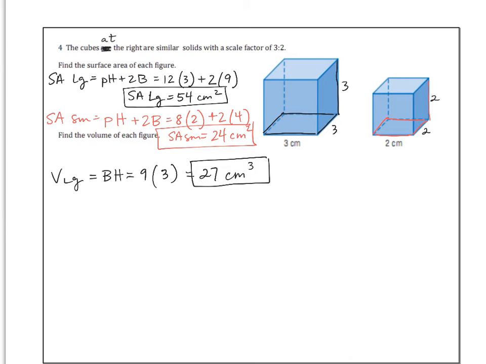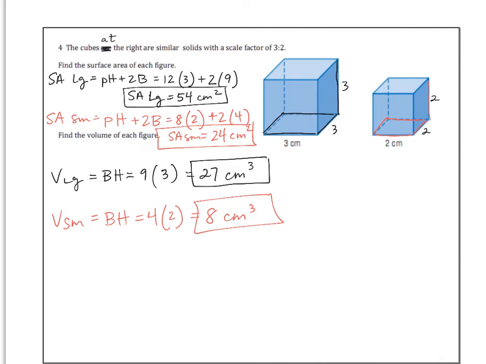All right, next, let's do the volume of the small cube. Still going to be area of the base times the height of the object. Area of the base, it's 2 by 2. 2 times 2 is 4. Height of the object, going up the side, is 2. 4 times 2 is 8, and we would label it centimeters cubed.